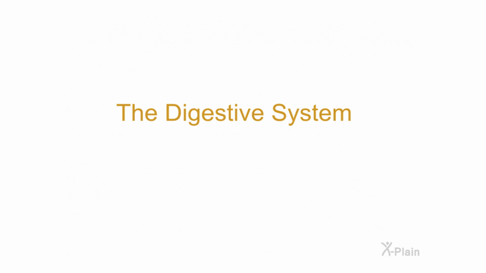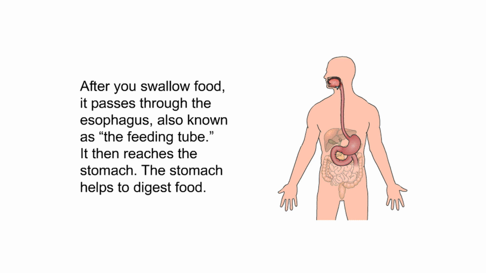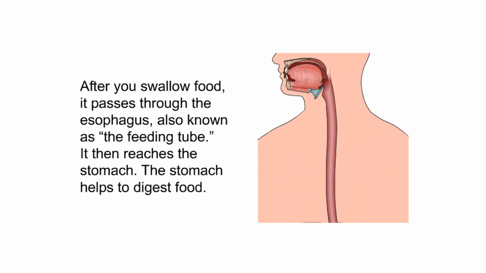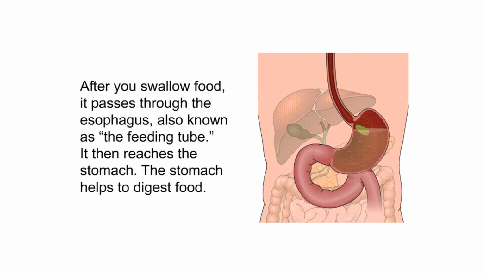The digestive system. The digestive system is also known as the gastrointestinal system. This section reviews different parts of the digestive system. It explains their structure and how they work. After you swallow food, it passes through the esophagus, also known as the feeding tube. It then reaches the stomach. The stomach helps to digest food.